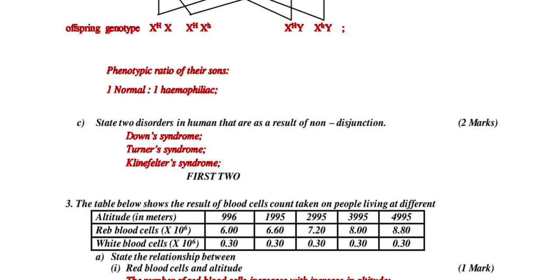C. State 2 disorders in humans that are a result of non-disjunction. We have Down syndrome, Turner syndrome, Klinefelter syndrome.